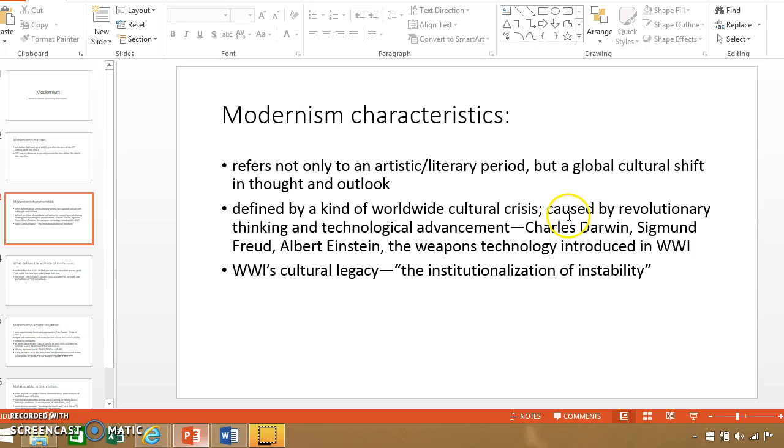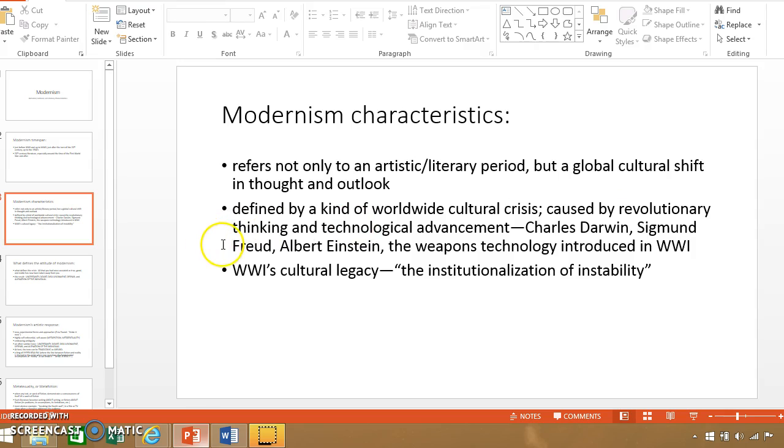Charles Darwin, because of course his idea of natural selection and evolution sort of knocked mankind off his pedestal in terms of thinking he was so special and separate from other animals.